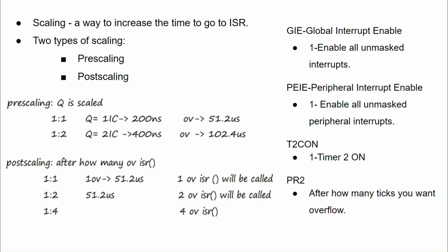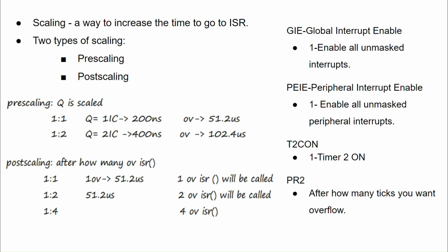And interrupt controls. There are two interrupt controls here, GIE and PEIE. GIE is Global Interrupt Enable. It will enable all the unmasked interrupts globally. And PEIE is Peripheral Interrupt Enable. It will enable all the unmasked peripheral interrupts.